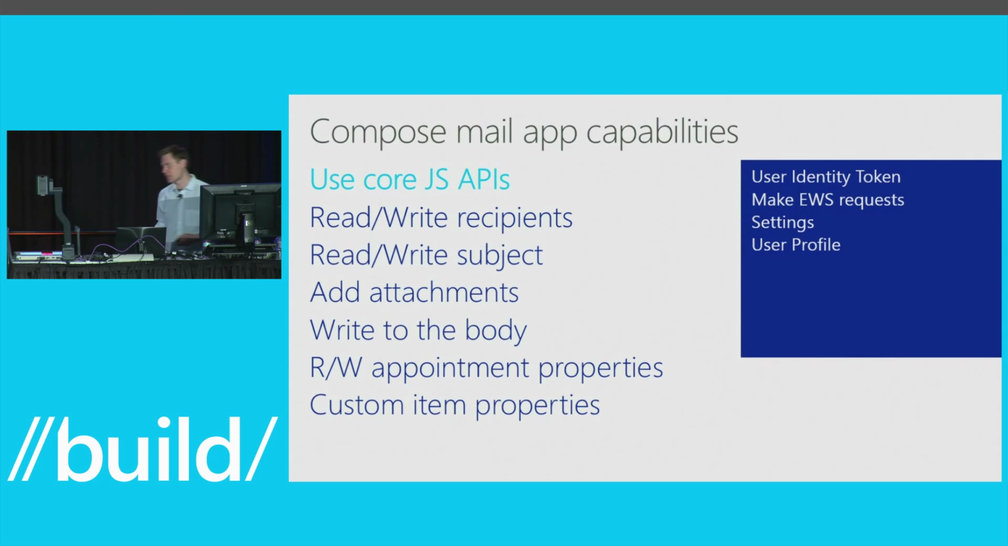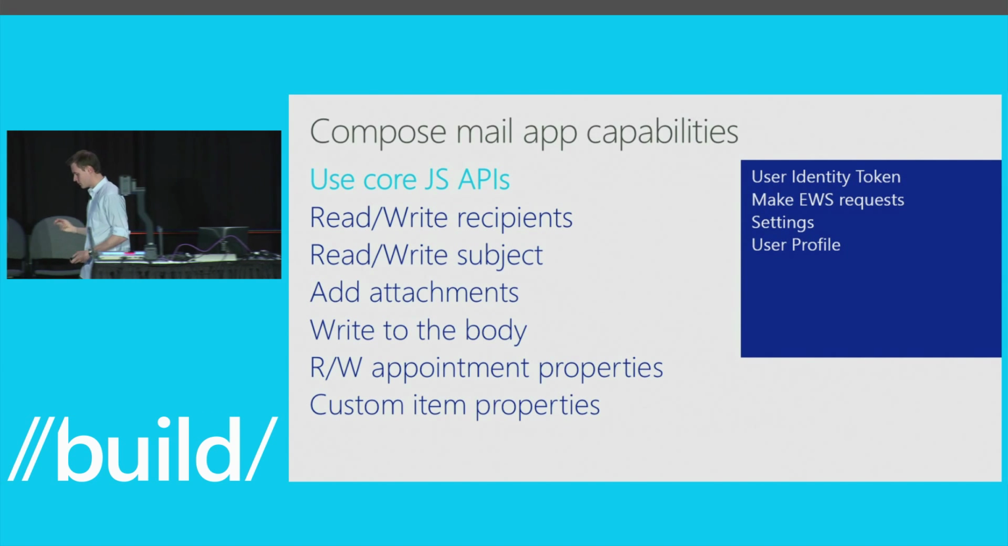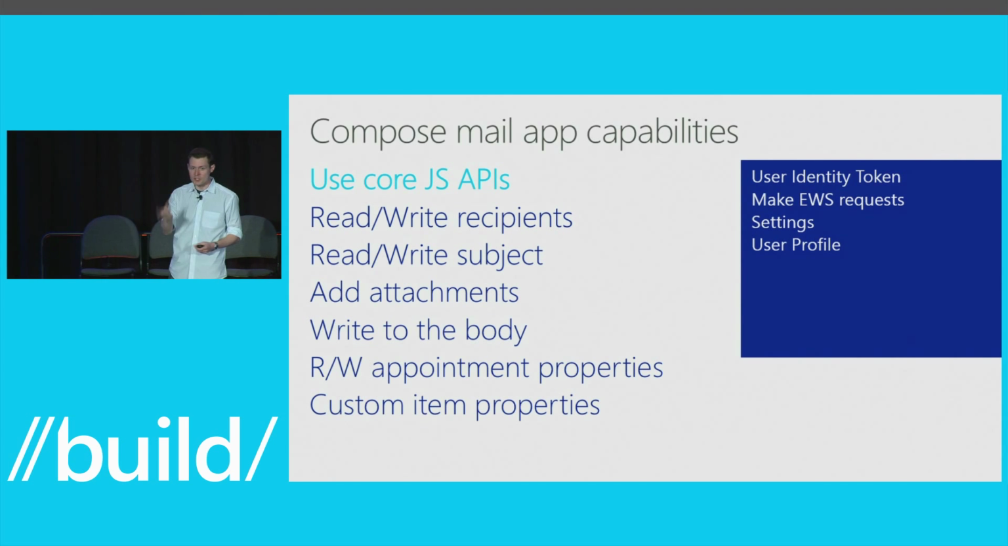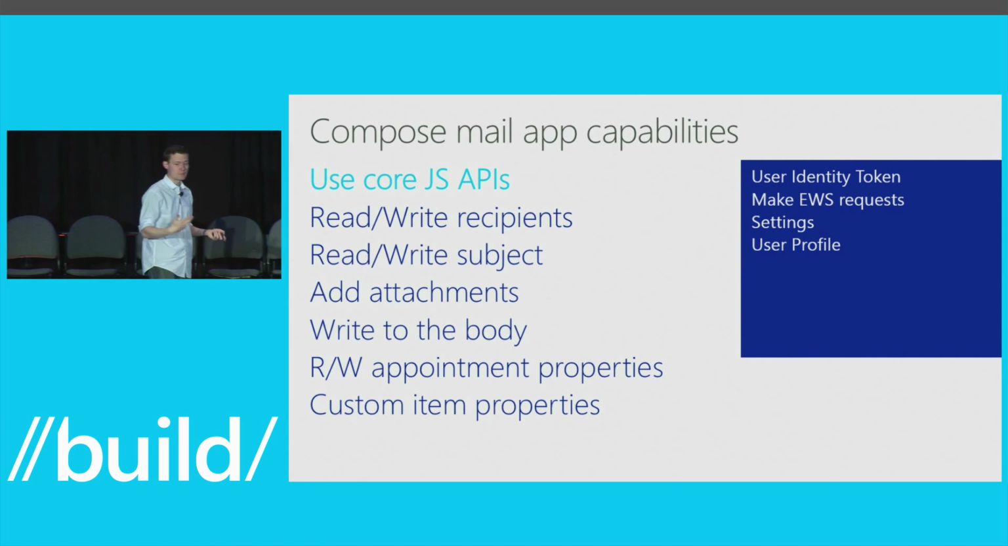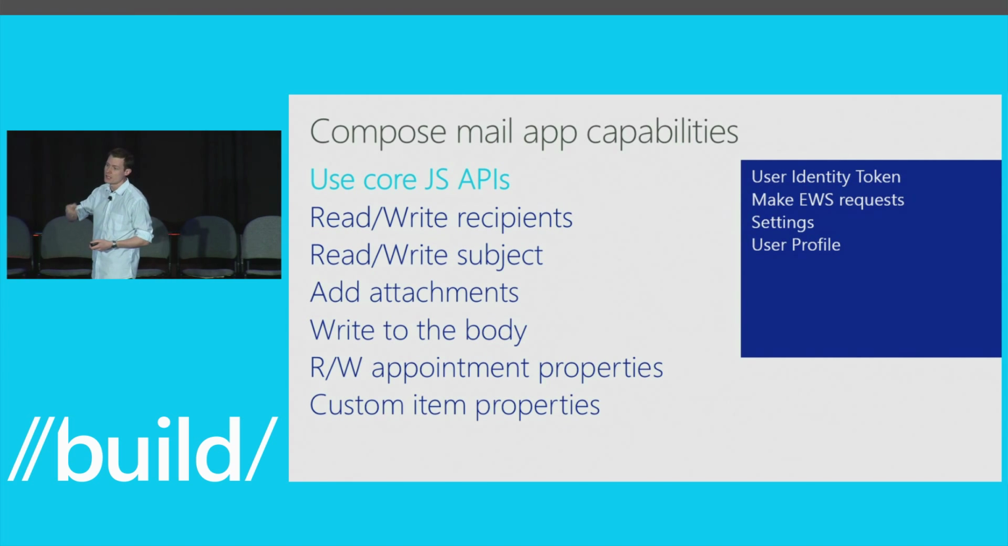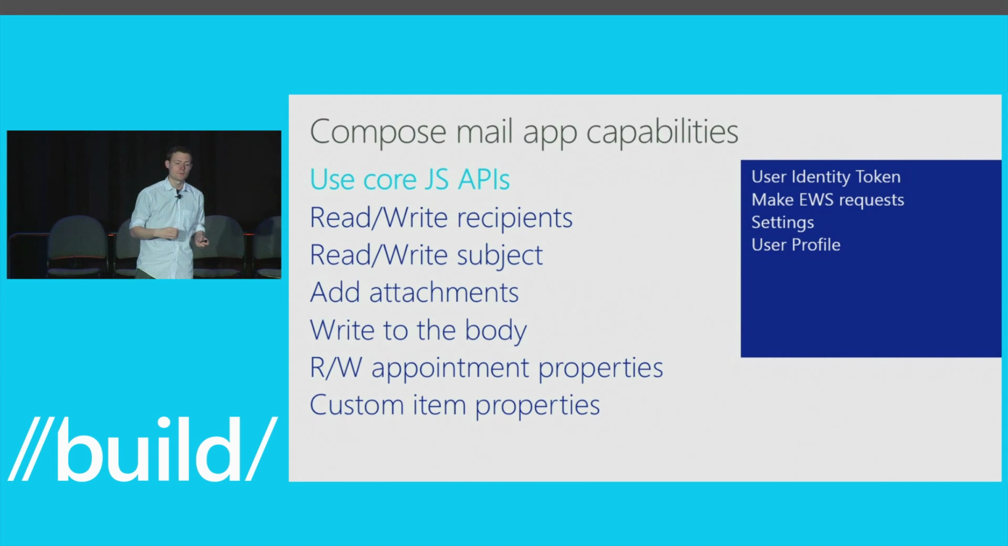Now, in terms of what can they do, the best way to think about what Compose apps can do is: what you see is what you can read or edit. So that Compose form, what you see on it is what can be edited or read. So first of all, Compose apps have access to core JavaScript APIs. So the user identity token that you can use for single sign-on. We have a great article on how to do single sign-on in our documentation, so I encourage you guys to take a look at that.